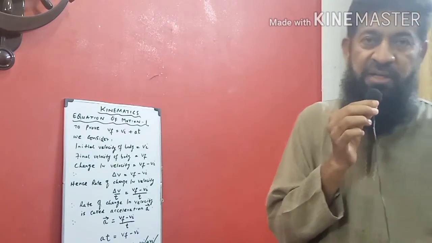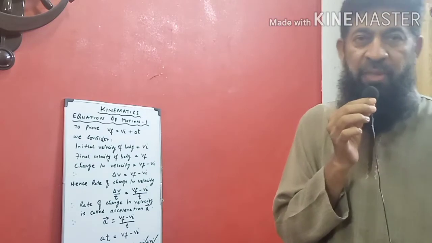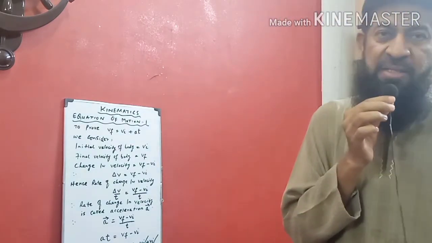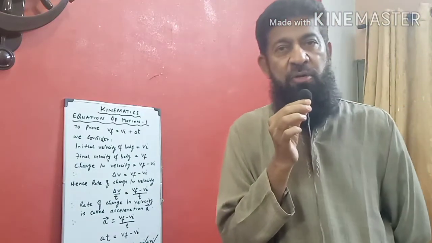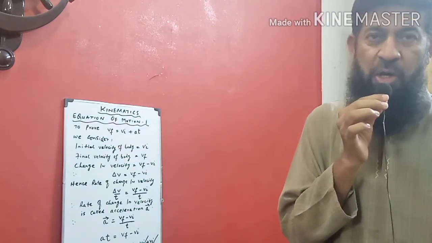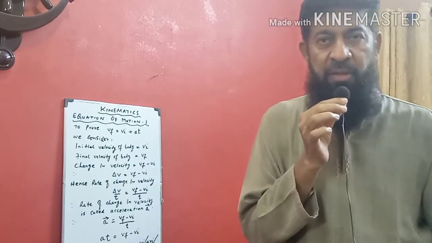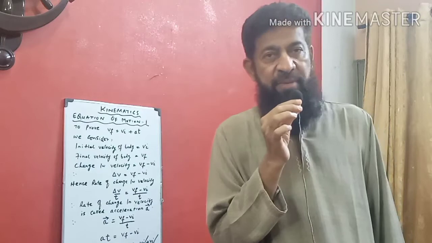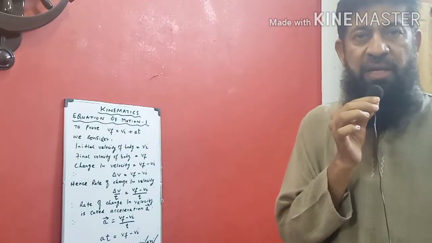Today we will start a chapter named kinematics and linear motion. Kinematics is the branch of physics in which we study the motion of an object or body with or without reference to any external force. Simply, it is also known as dynamics. That means we study the motion of a body in it.